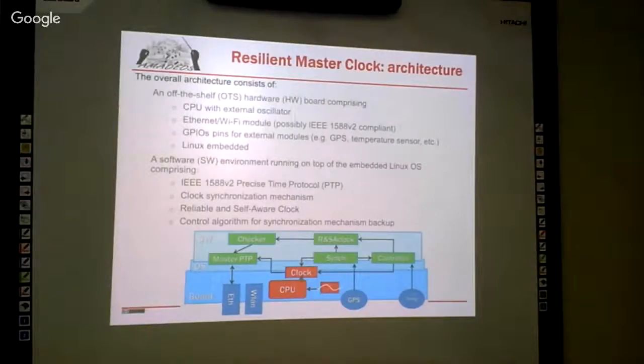And essentially, GPS is providing the synchronization, temperature and other sensors through a controller, and the RSI clock is going to correct and discipline this clock. Here we have the CPU, and then a checker to make sure that the time confidence is sufficient, and then this time is ready to be sent over with PTP.